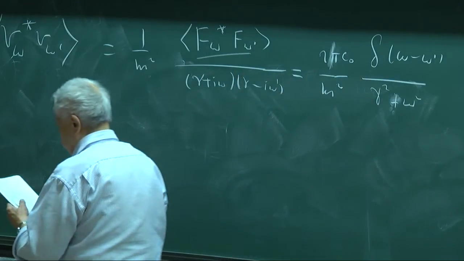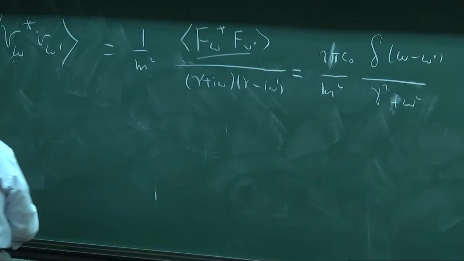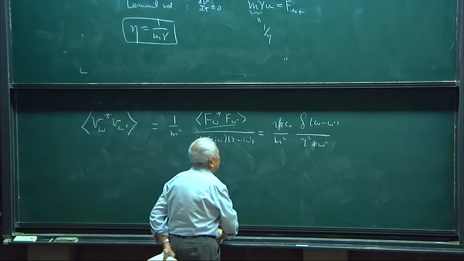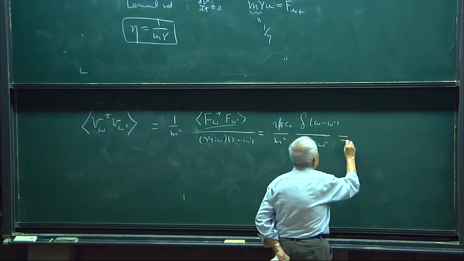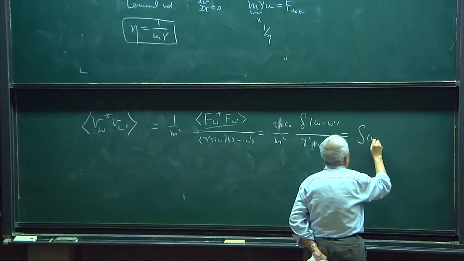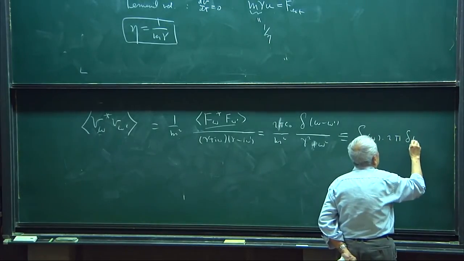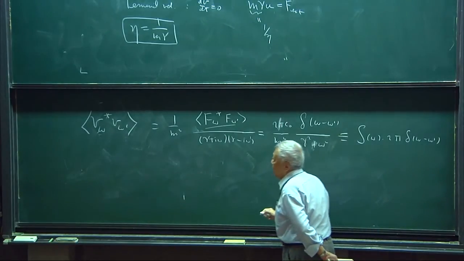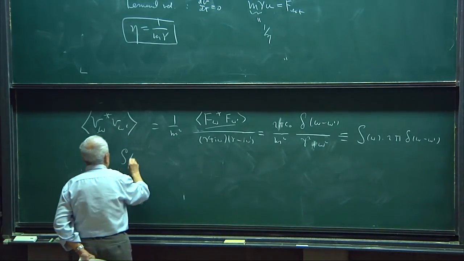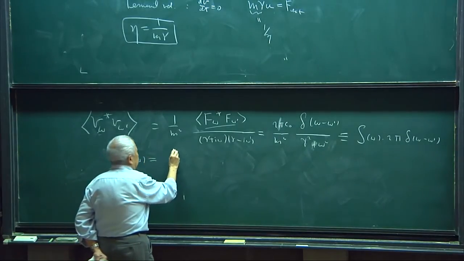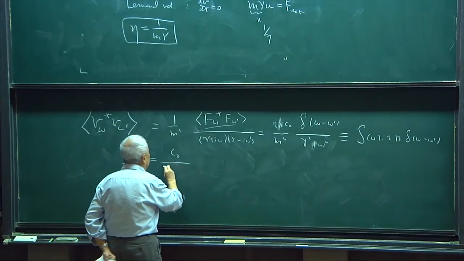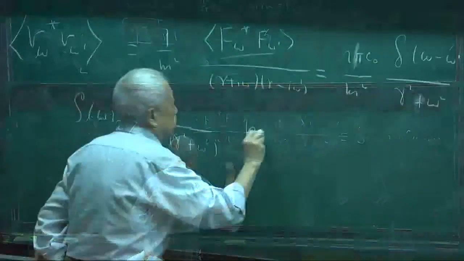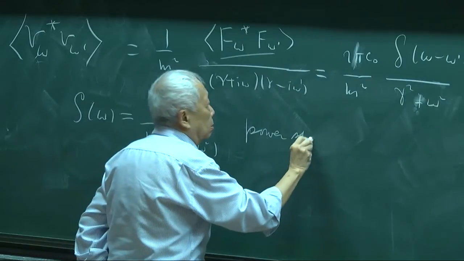So it means that the correlation is equal to this, and the coefficient. Let me write it. This is equal to, by definition, S of omega times 2 pi delta of omega minus omega prime. The delta always comes with 2 pi, and this S is called the power spectrum. It is C0 divided by m squared times gamma squared plus omega squared. This is a power spectrum.